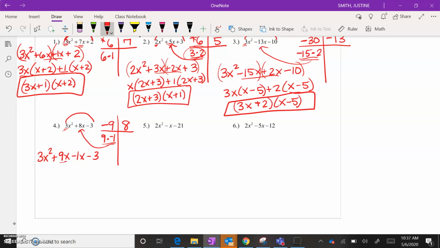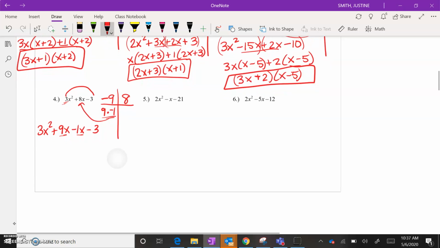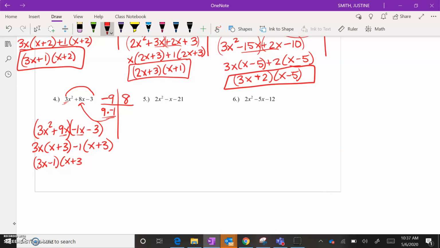And again, make sure you're putting an x with these values since you're basically plugging it in for the value that has an x. So now I'm just going to do grouping, take out a 3x to get my x plus 3, take out a negative 1 to get my x plus 3. So I have 3x minus 1, parentheses, x plus 3 left over.